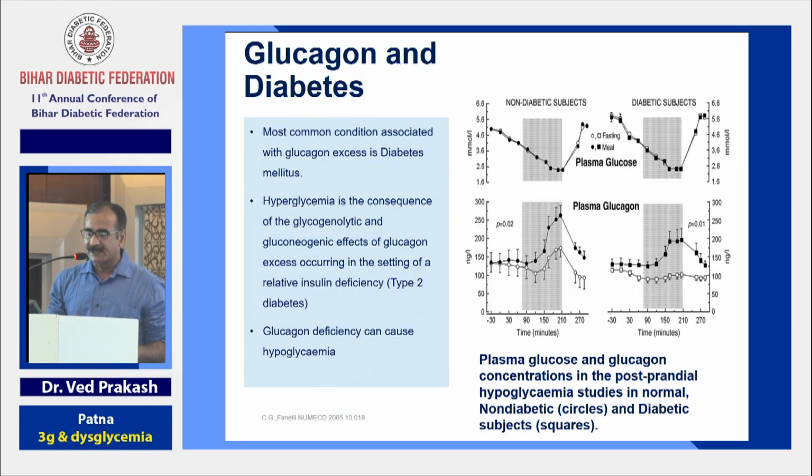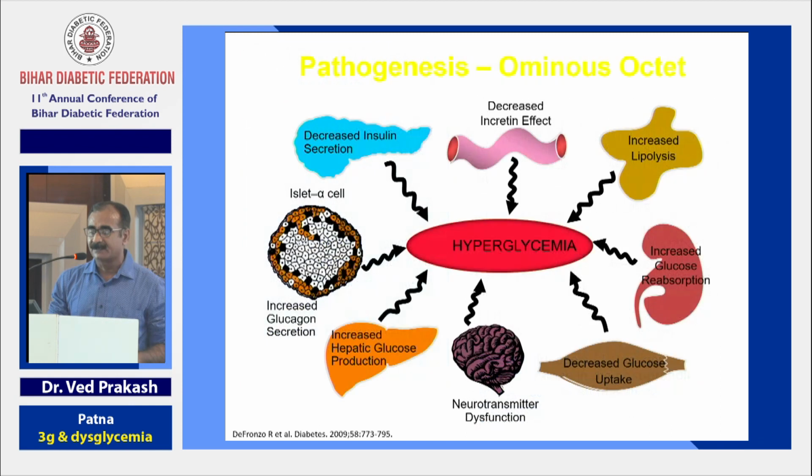So in type 2 diabetes, as we all know, in the concept of the ominous octet given by DeFronzo, one of the main important pathogenetic mechanisms is the increased glucagon secretion from the pancreatic alpha cells. So the commonest cause of hyperglucagonemia is the type 2 diabetes. Besides type 2 diabetes, other less common causes are glucagonoma, chronic renal failure, chronic liver disease, etc.